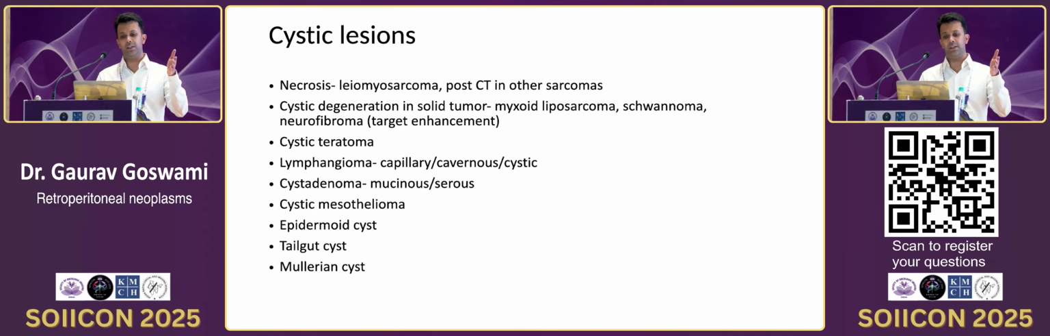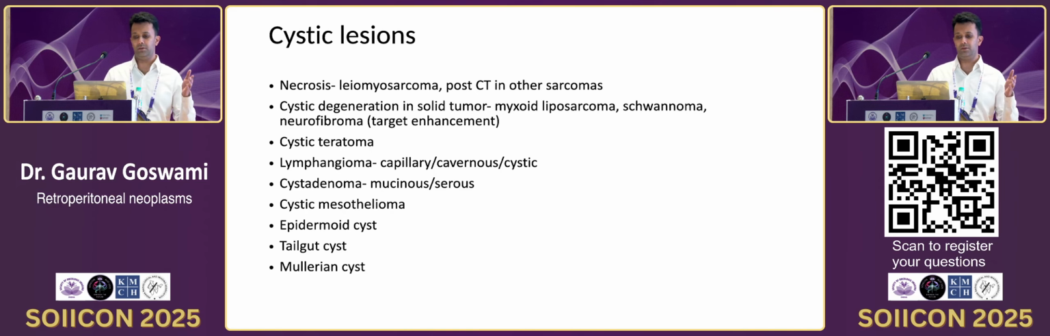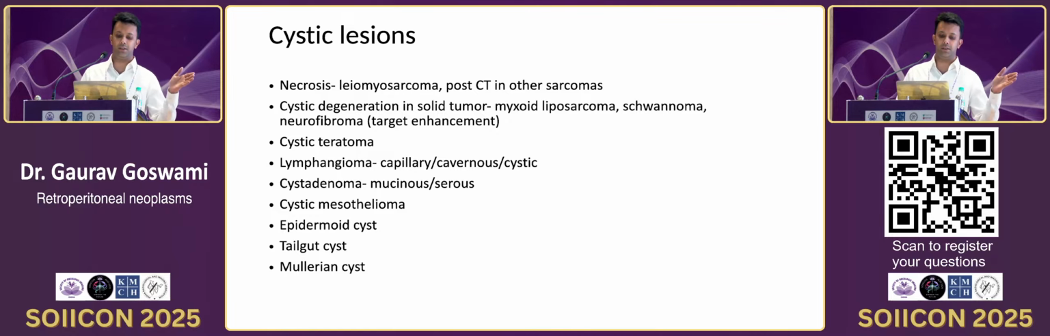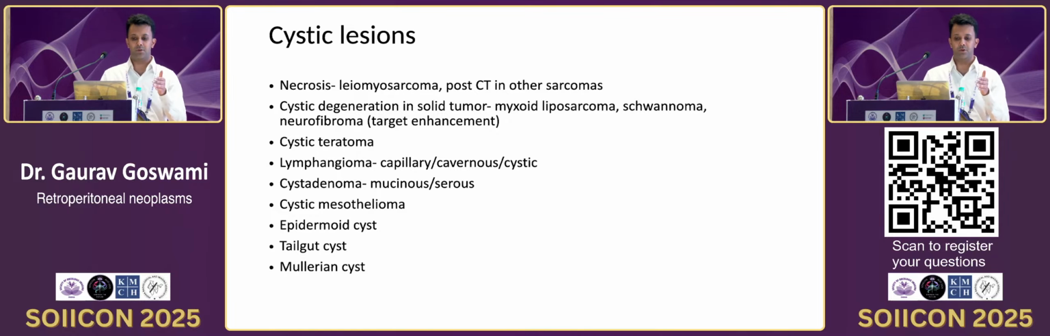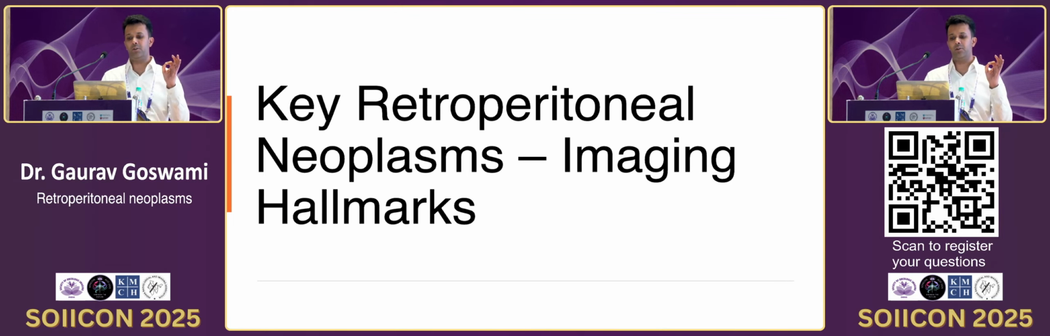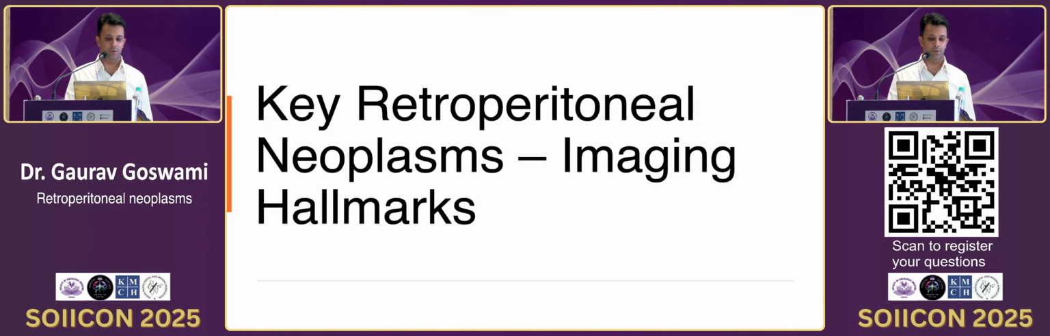So these are the cystic lesions, specifically cystic teratomas, cystic adenomas, cystic mesotheliomas, epidermoid, tailgut cyst and Mullerian cyst. These are the most common benign lesions, sparing the cystic teratoma, which mimic the retroperitoneal lesions for the characterization. Coming to the key retroperitoneal neoplasms and their imaging hallmarks.